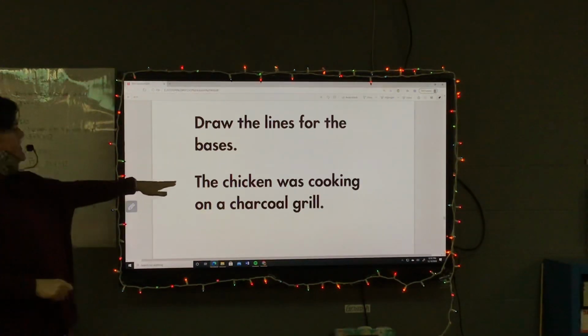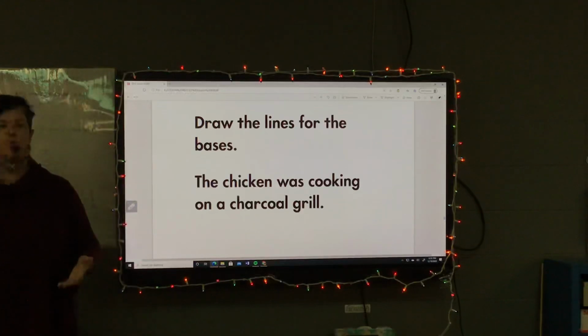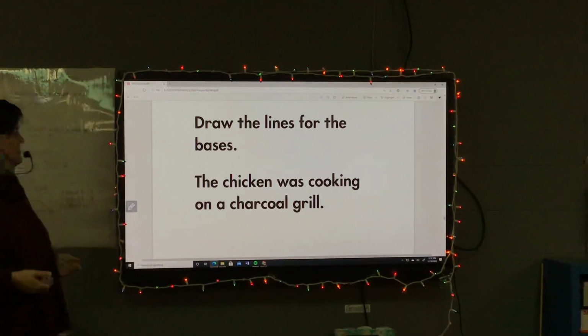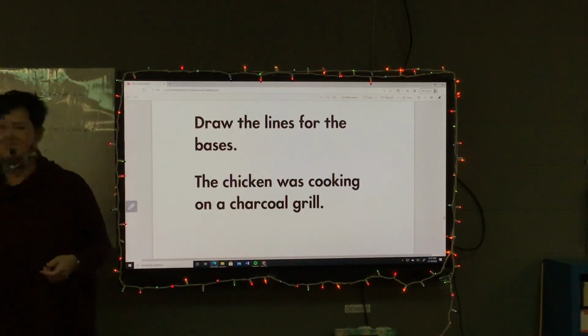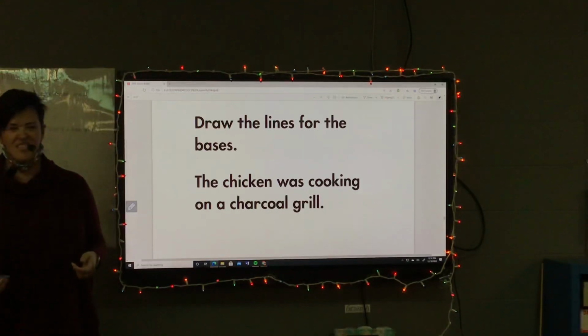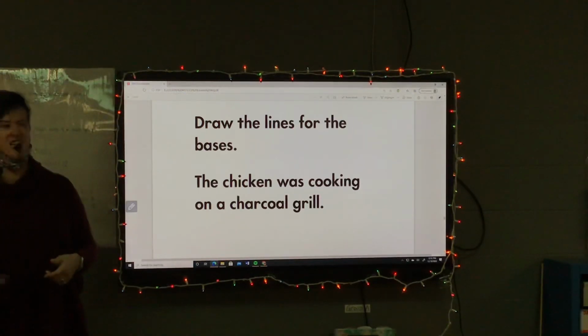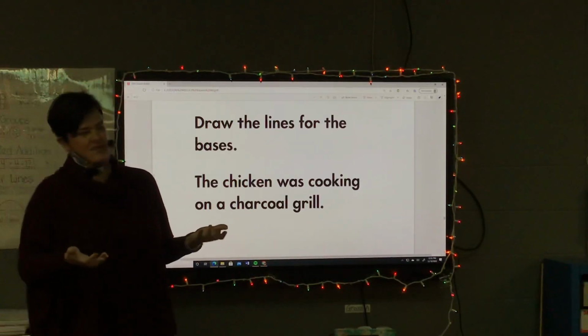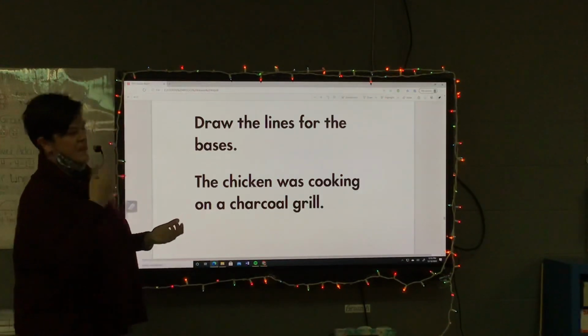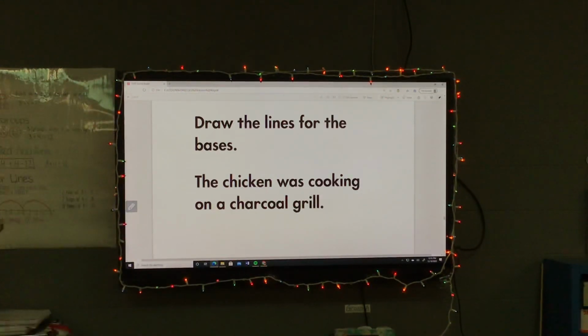All right, look at this next sentence. Would we say that one in a bossy tone? Is that a bossy sentence? Or is that just a statement? It's just a statement. All right, so let's read that sentence together. The chicken was cooking on a charcoal grill. One more time. The chicken was cooking on a charcoal grill.